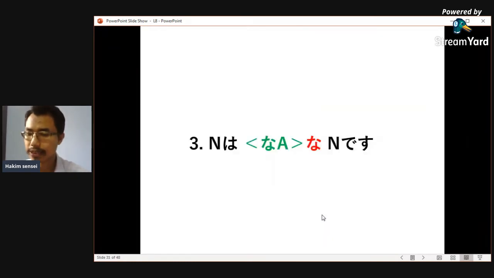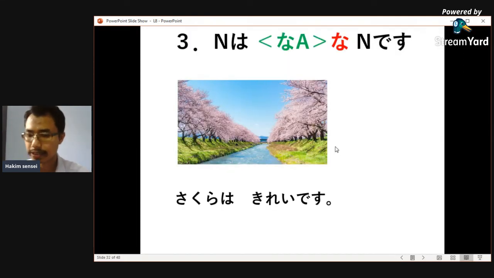Okay, the next one is to go back to na adjectives. Now you are looking at sentences with the na character. We are not omitting or deleting the na character anymore. Why does this happen? If you see a sentence with a noun after the na adjective, you maintain the na character. Okay, like this. Sakura wa kirei desu. This is what we discussed in the first session today. Because right after the na adjective, you can see the sentence finisher desu. In between, you need not put the na character.